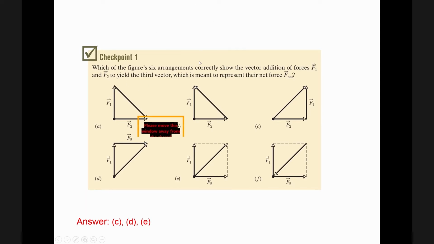Which of the figure 6 arrangements shown show the vector addition of forces F1 and F2? Which one of these 6 structures has the components, or the vector addition, correct? If I take this one, what is this? This vector equals this vector, as if I'm saying F2 equals F1 plus this. Which is meant to represent their net force. No, he doesn't need addition. He needs which one represents a net force.